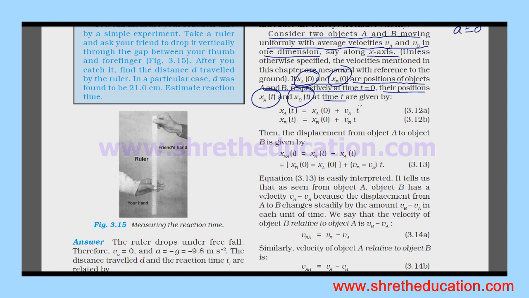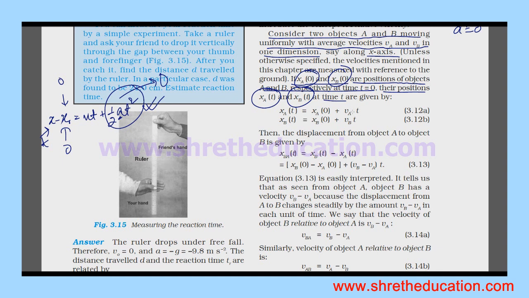Using the equation of motion, x minus x naught equals ut plus half at square, where x naught is 0, so x equals ut plus half at square. With the calculus method, we can also write it at time equal to t and at time equal to 0. Here the acceleration is 0, since it is uniform velocity.